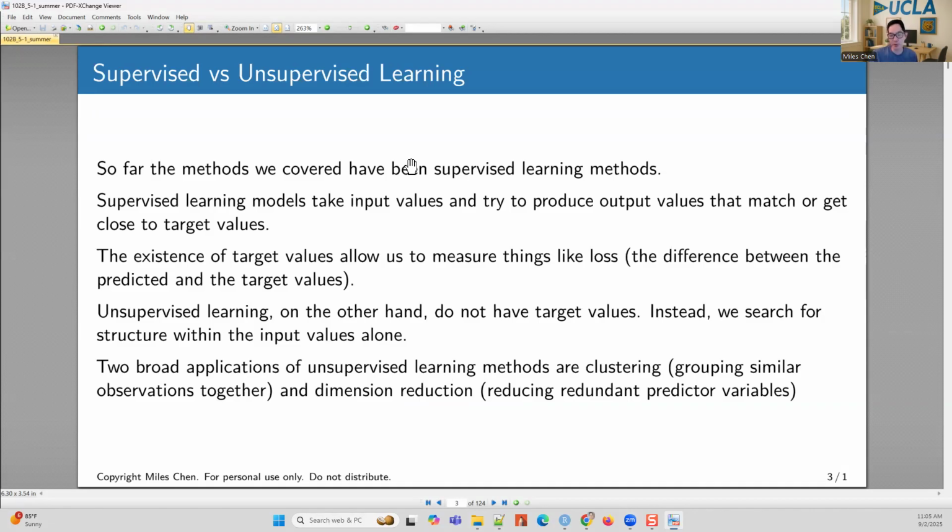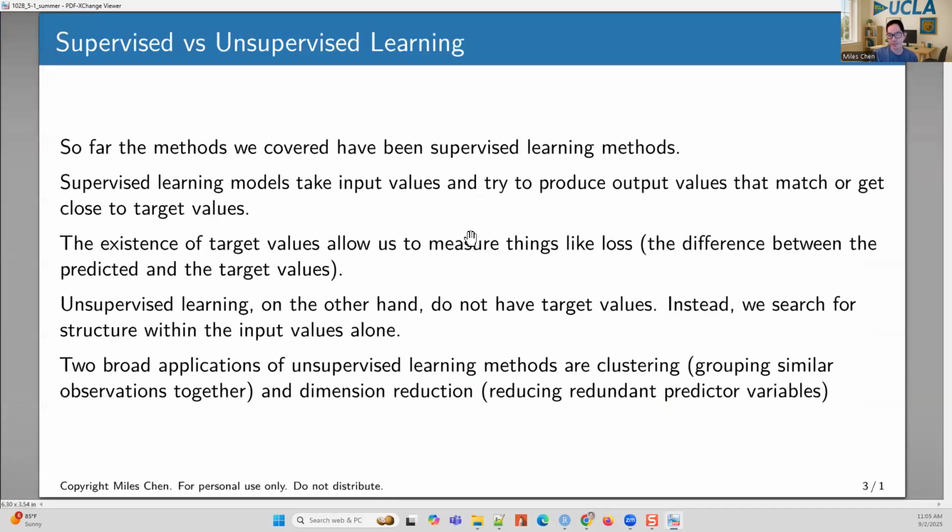So far all of the methods we've learned have been supervised learning methods. What that means is that we have target values, and we are trying to get our predictions to be as close as we can to our target values. By having target values, we're able to calculate a loss function, which measures how different our predictions and the target values are.